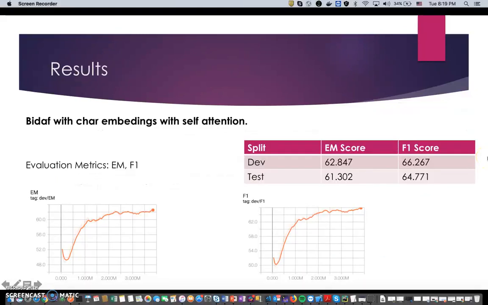To evaluate the models, 2 metrics will be used: the exact match score, which indicates whether there is an exact match between the prediction and the ground truth, and the F1 score, which rewards partial matches between the prediction and the ground truth. We'll choose model parameters that maximize the F1 score on the development set. My best result with BiDAF-based models was with BiDAF with char embeddings and self-attention. On the dev set, the exact match score was 62.84 and F1 was 66.26. On the test split, it was 61.3 and the F1 score was 64.77.